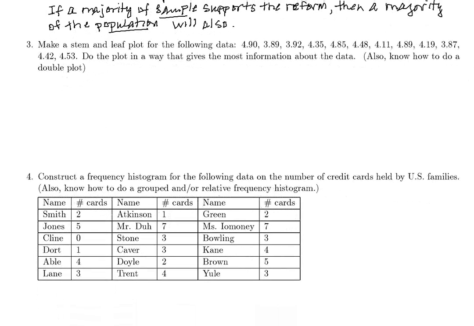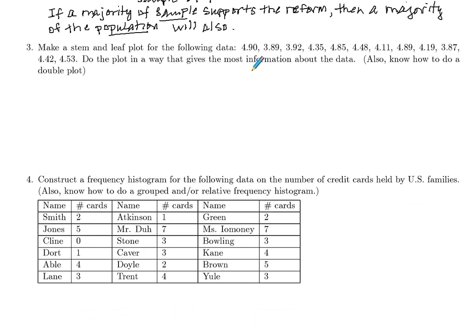Next up, we are making a stem and leaf plot with some decimal data here. 4.9, 3.89, 3.92, 4.35, 4.85, 4.48, and so on. Looks like the lowest value here, I see a 3.87 there. And let's see, anything lower than that? No, I think 3.87 is probably our low. And then on the high side, I see the 4.9 that we started out with. Yeah, so it looks like 4.9 is the high side.